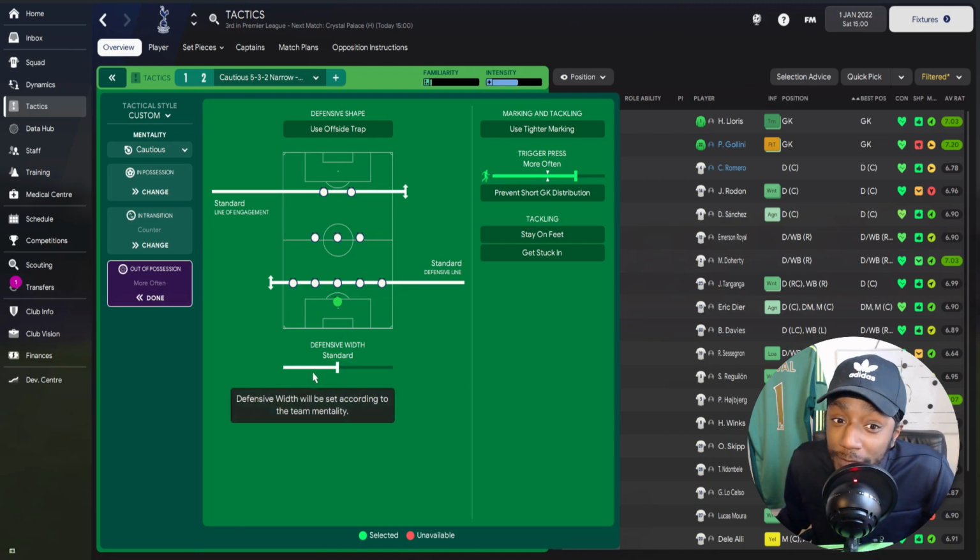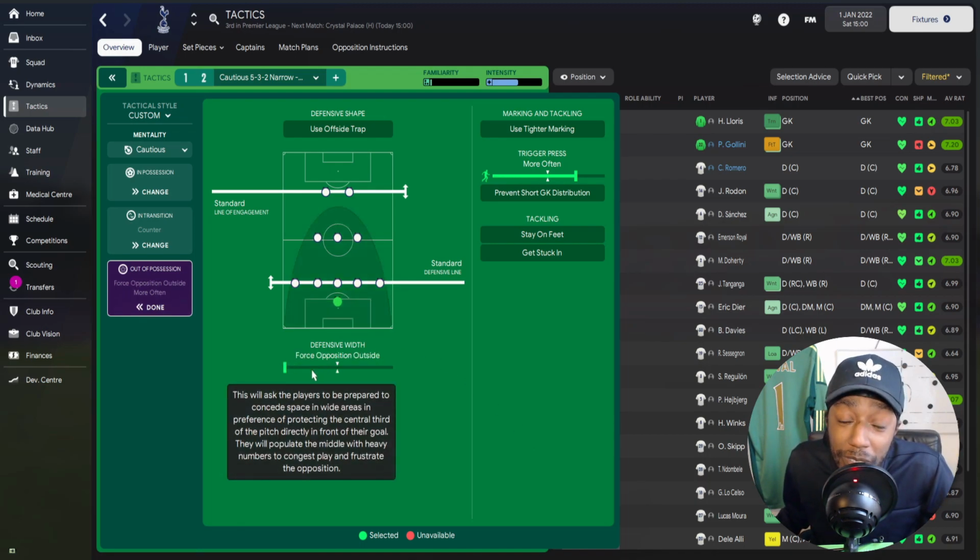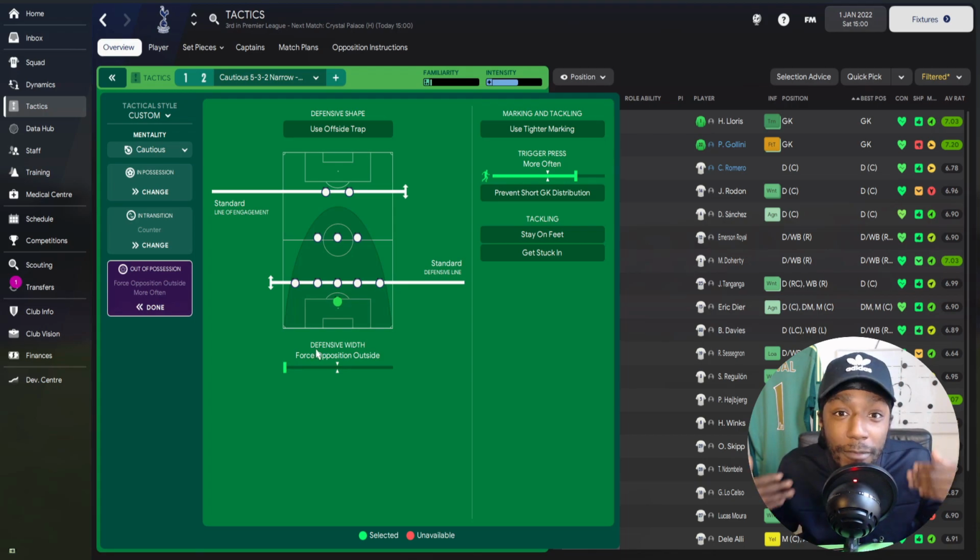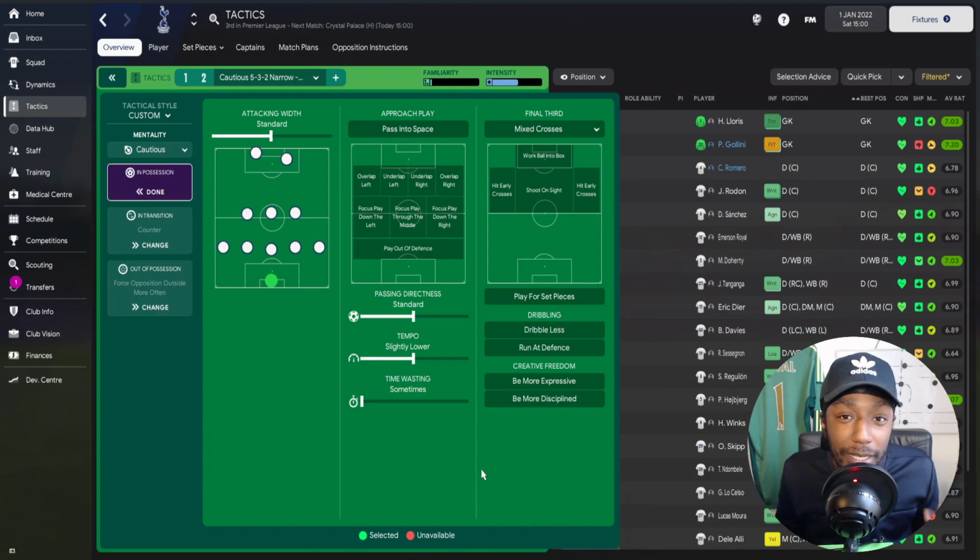The defensive width though, this time we are going to be forcing the opposition out wide. For me in the game, this has worked better when using this shape. Didn't necessarily work better though in the 3-4-2-1. But because we've also worked out that Tottenham are a very counter-attacking side in the shape, we can also set some of the team instructions.